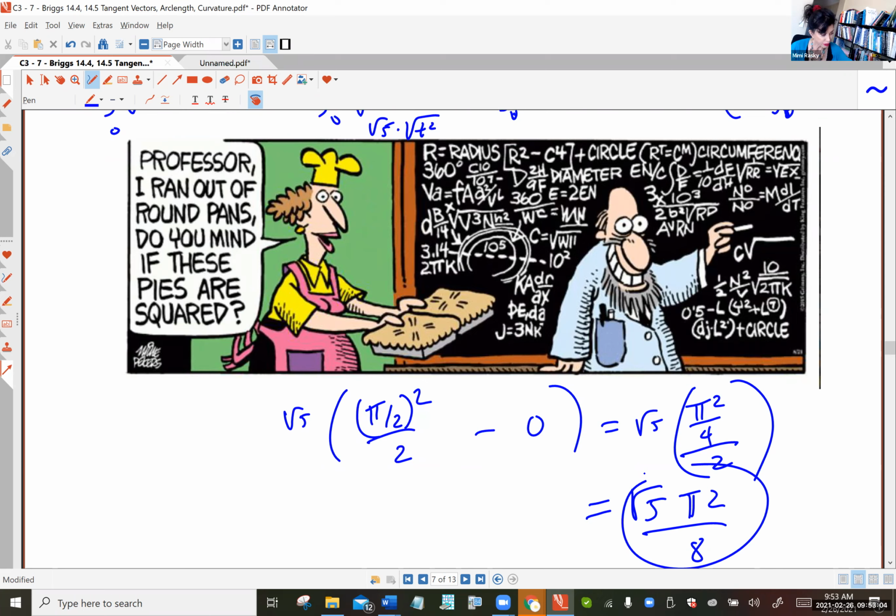Hey, professor, I ran out of round pans. Do you mind if these pies are squared? Get it? Our pies, this pie is getting squared. Wait, what? This is just the comic, you know. Do you mind if these pies are squared? And so this baker, she has pies that are square instead of round pies. And so in this answer, we had pies that are squared. So I just thought it would be funny. Okay, it's not that funny. Okay, I'm sorry, it was not that great of a joke. It's cute. It's cute. Okay.